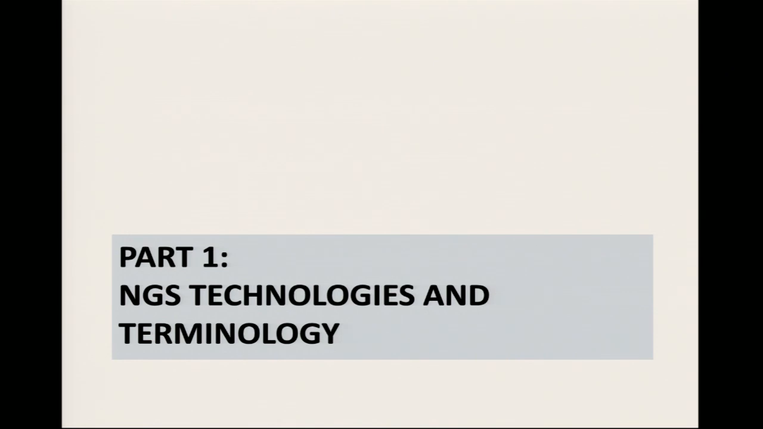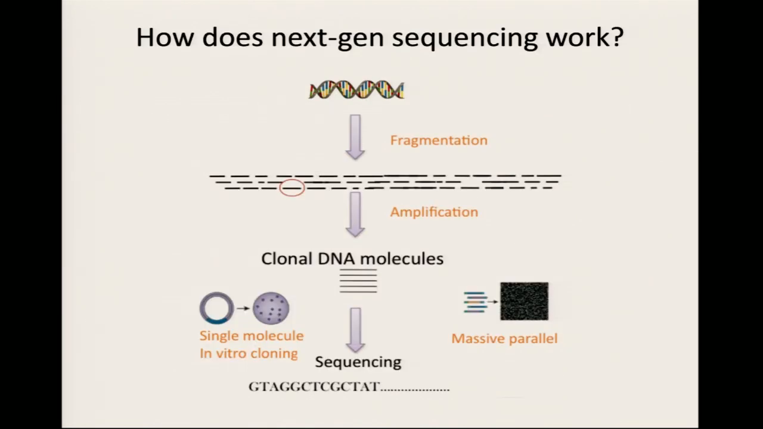So NGS technology and terminology. What do we have here? Well, we start with DNA, folks. We've got DNA, and this is a long thing, 3 billion base pairs. This is a very long thing. And the very first thing that happens is called fragmentation.